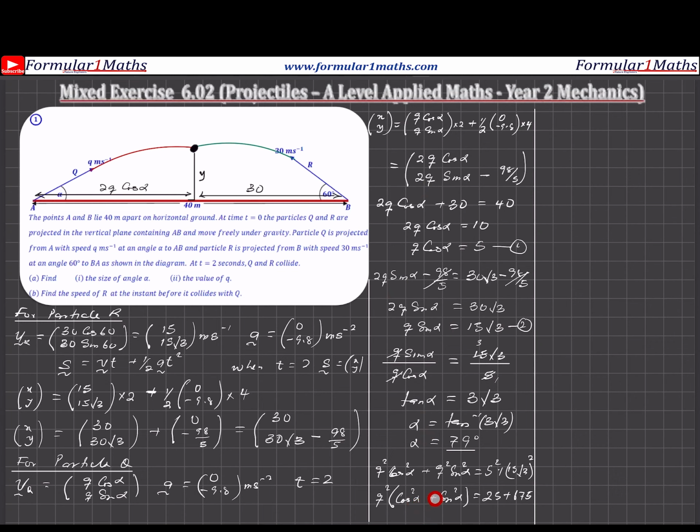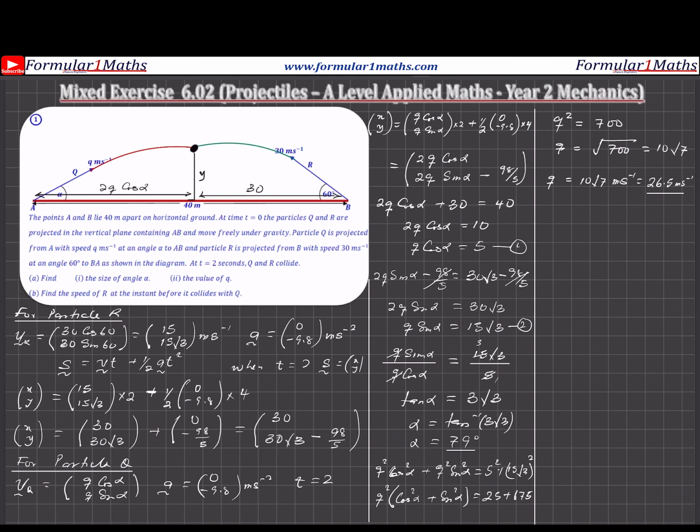And so the left-hand side of the equation becomes Q squared is equals to 675 plus 25 is equals to 700. And that means that Q is equals to square root of 700, which is the same as 10 root 7. And so Q is equals to 10 root 7 meters per second, or 26.5 meters per second. And that's the answer for second part of A.